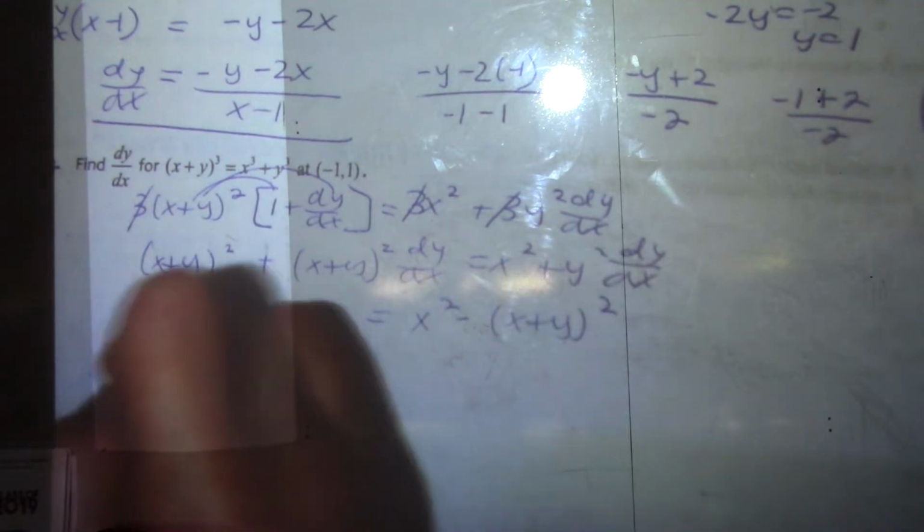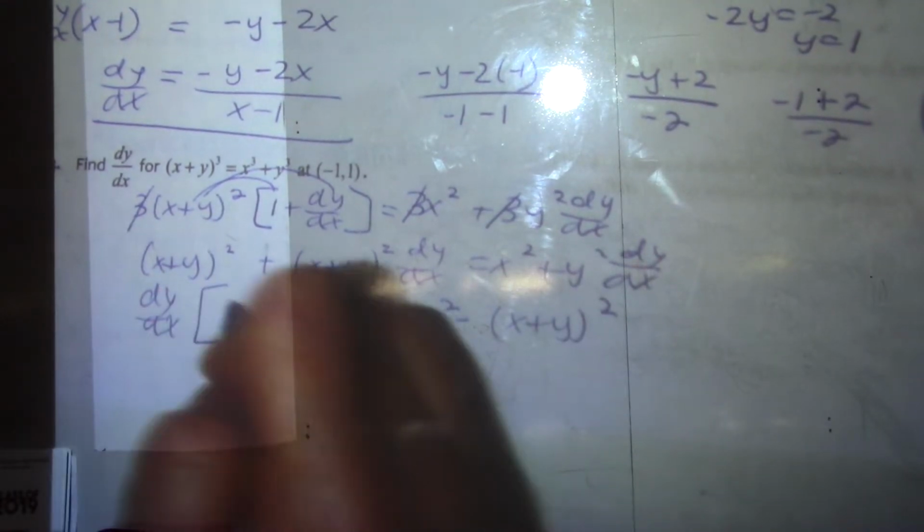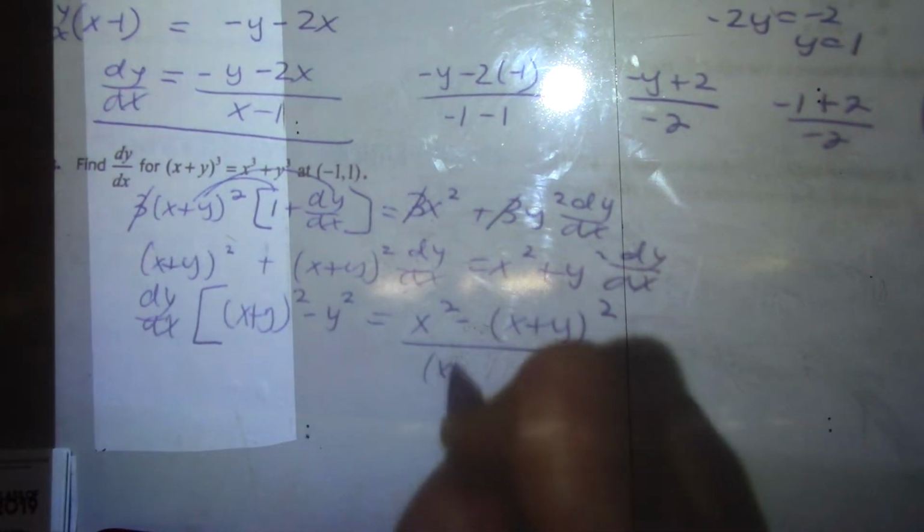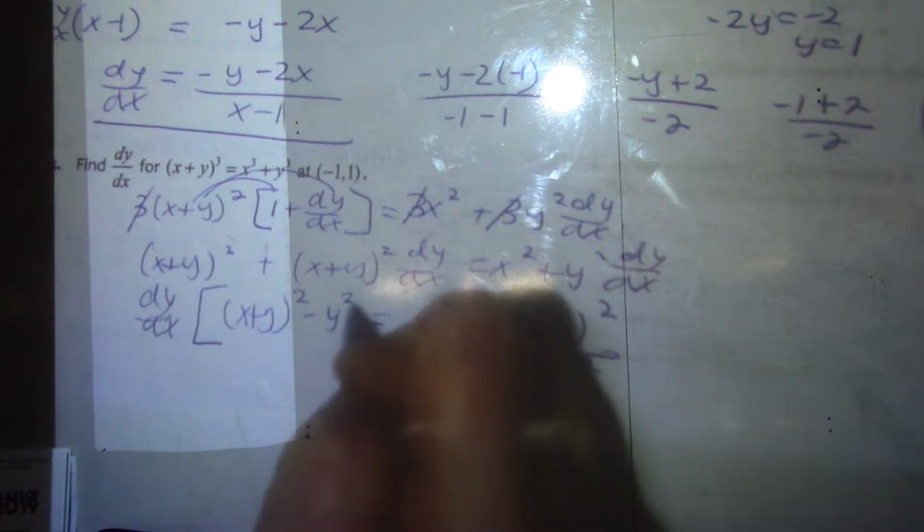And then over here, that would be dy/dx times (x + y)² − y². So divide that over like this. So that's my dy/dx, and then now I just plug in.